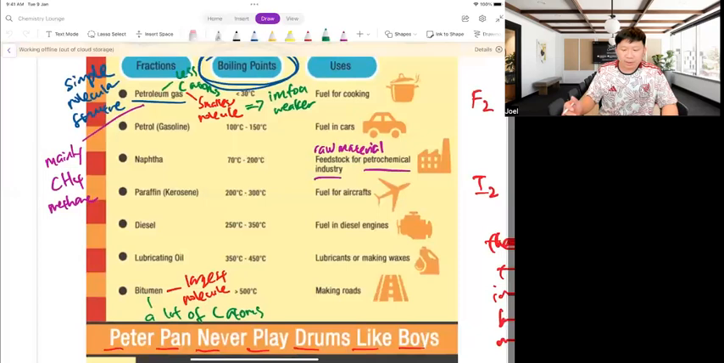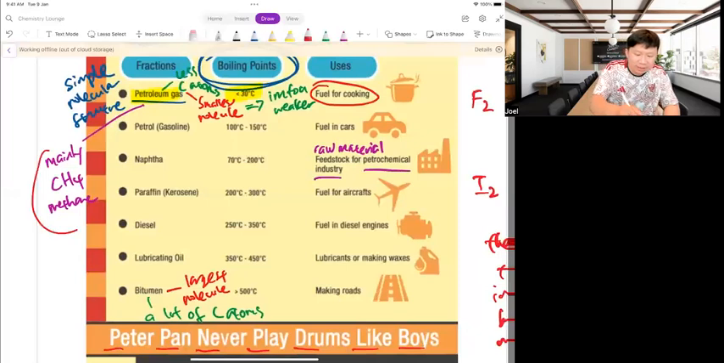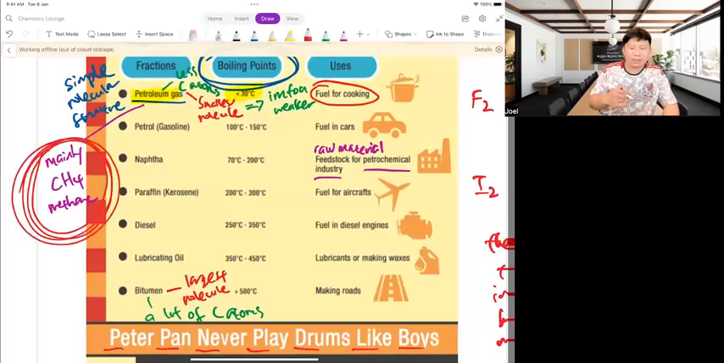Of course, the fraction that has the lowest boiling point is on top. So the fraction with the lowest boiling point is called petroleum gas. It's used for cooking. All these are like facts, but how to help you remember is the cylinder. It's for cooking, mainly methane. Came out before in O Levels, I think.